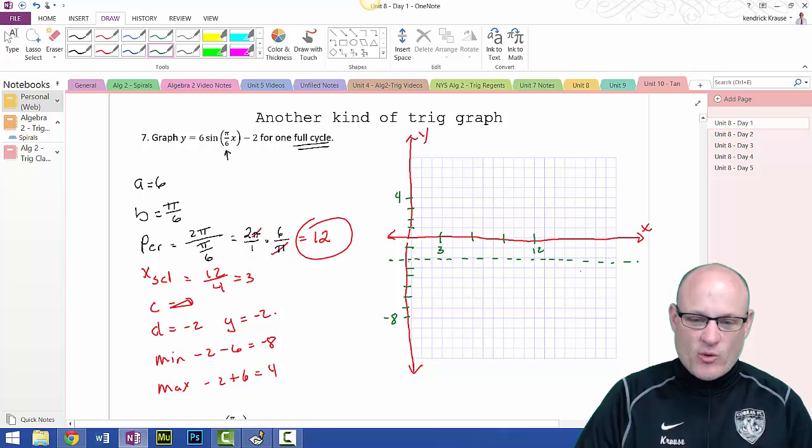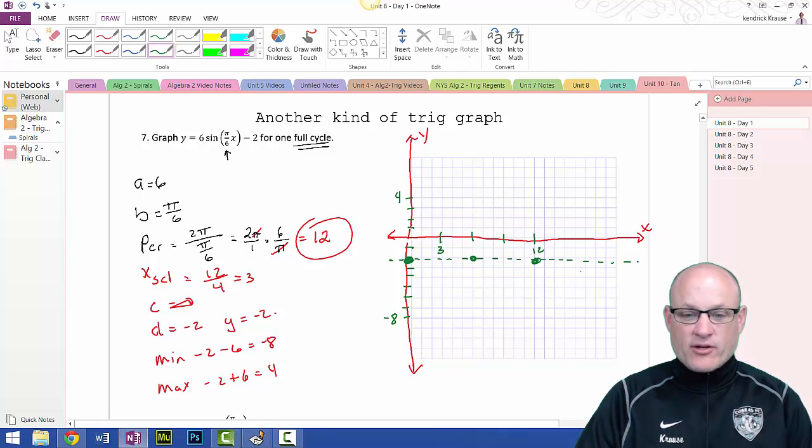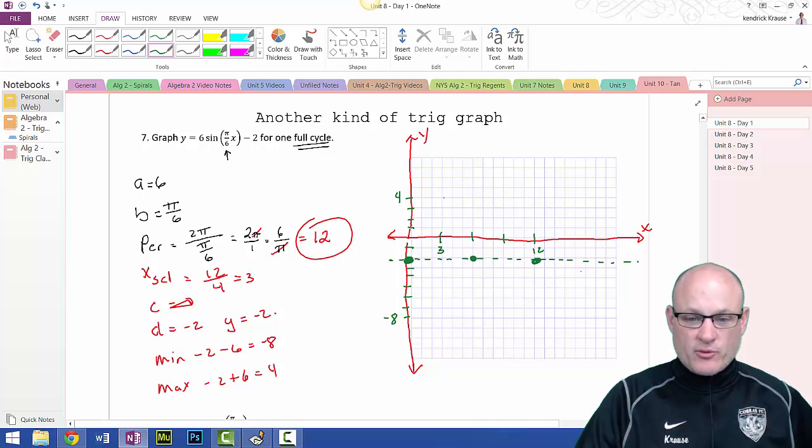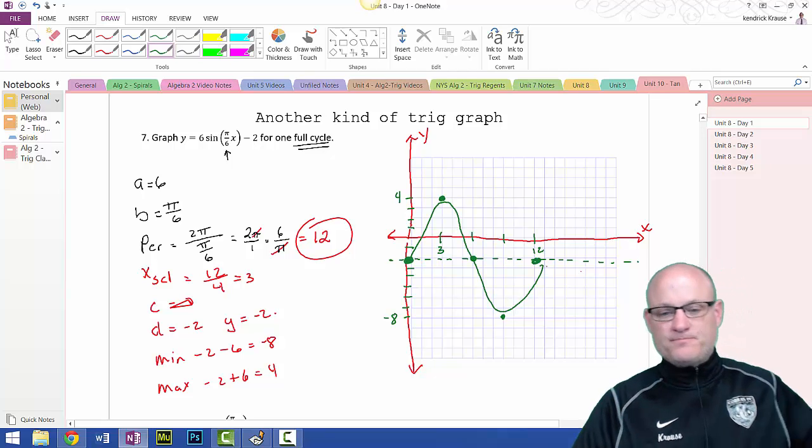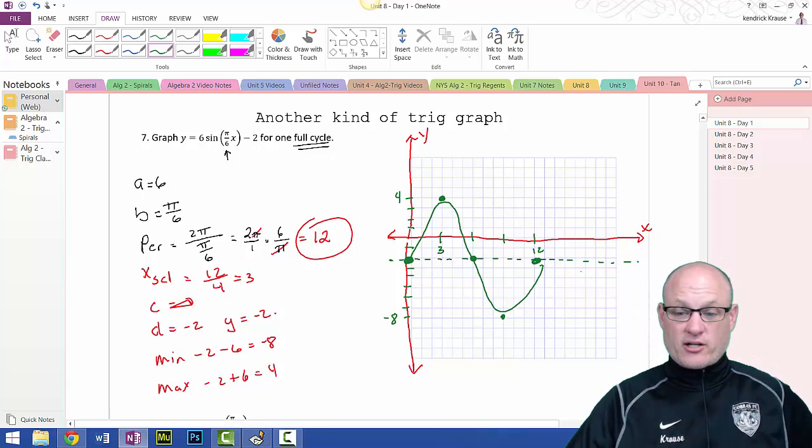Alright, so we're going to start. The sine curve always starts at a zero, ends at a zero, and in the middle it will be a zero. In between, it will go up to its max. In between over here, it will go to its min. And we are done. One complete full cycle of the trig curve.